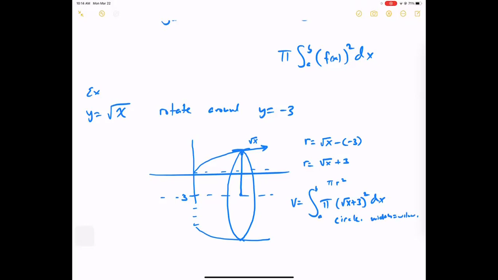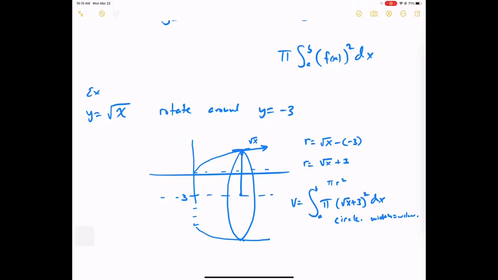Okay, how do you guys feel about that? Pretty easy, right? And that's it. That's the whole concept. If you can get that, that's as hard as what these washers and shells are. Okay, well, these discs, whatever these discs are.